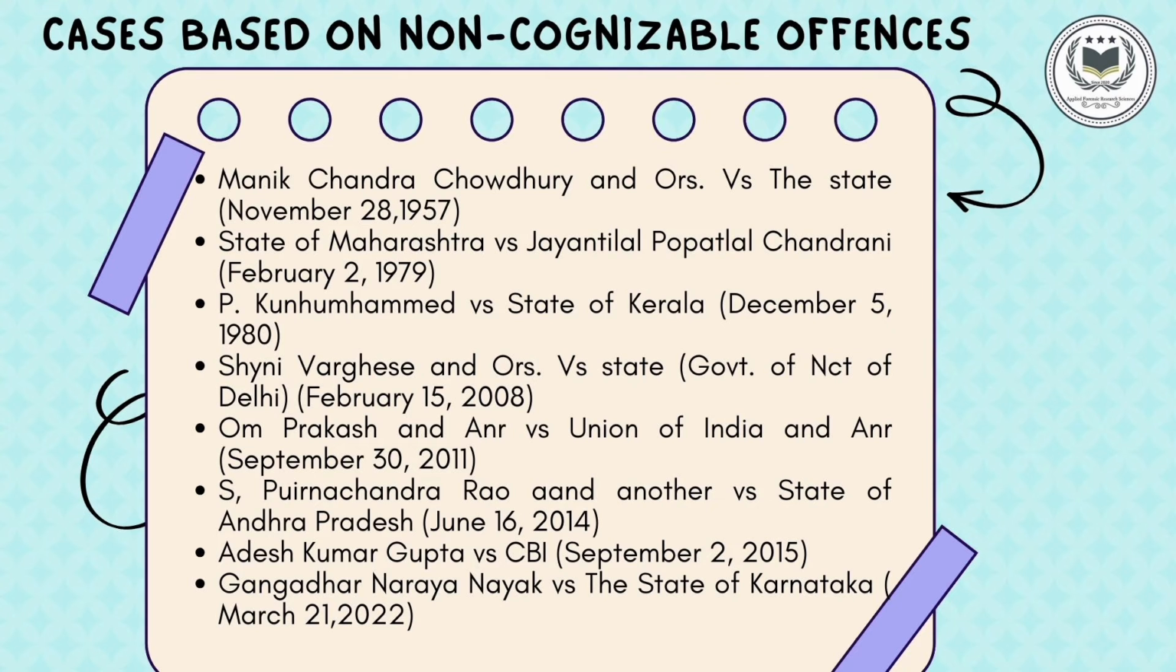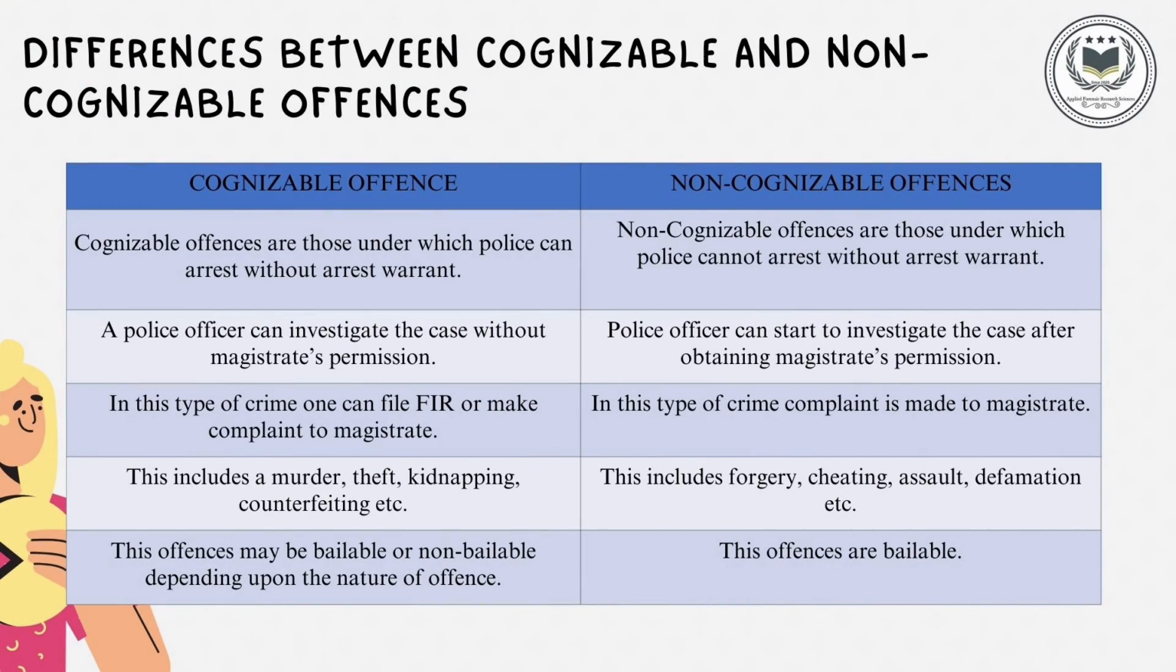Cases based on non-cognizable offences are Manik Chandra Chaudhary and Others versus the State, November 28, 1957. State of Maharashtra versus Jayantilal Popatlal Chandrani, February 2, 1979. Om Prakash and Another versus Union of India and Another, September 30, 2011. Adesh Kumar Gupta versus CBI, September 2, 2015. Gangadhar Narayan Nayak versus the State of Karnataka, March 21, 2022.